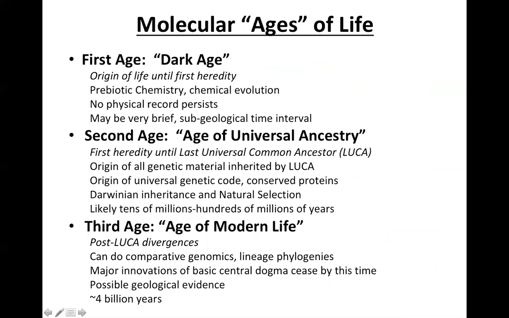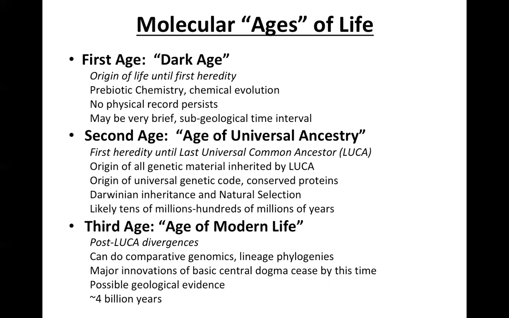So we can think of these as three different ages of life. The first stage is what I call the dark age. This is just the origin of life until first heredity. This is dominated by prebiotic chemistry and chemical evolution. We have no physical record. And this may be very brief. These processes may have occurred on subgeological timescales, or they may have occurred independently in many different places on Earth.